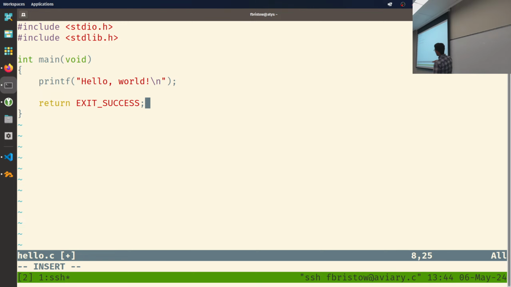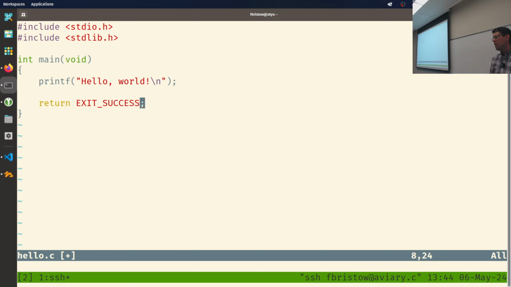I'm still in insert mode here. I want to be able to save this file. The way that I can save this file is on my keyboard, hit escape. And when I hit escape, you'll see that insert disappeared. And now I'm back in command mode.